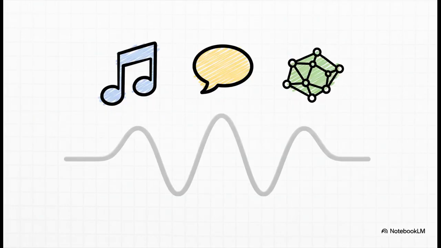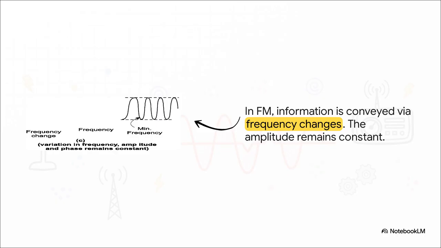Now, let's think about the actual sound we want to send. The music, the voice from the DJ, whatever it is. This is our modulating signal. This is the information. So back to our conveyor belt, how do we get our message onto that moving belt? And this is where the magic happens.